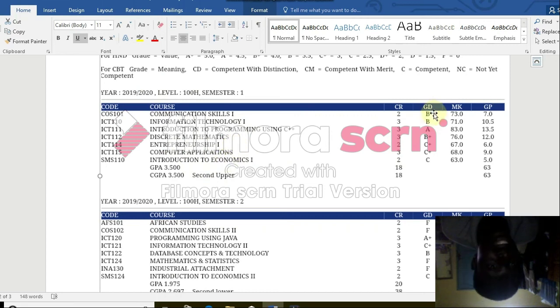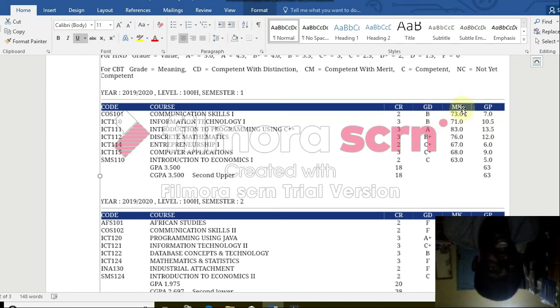Let's move to the next column, GD, which stands for the grade. The grade is the alphabetical value, the alphabet that I use to represent your marks. So you can see B, A, B, A, B plus, C plus, C plus, and another C. In Communication Skills, the person had B. Let's move to the next one before we come to this one again.